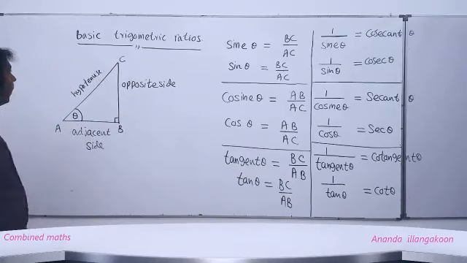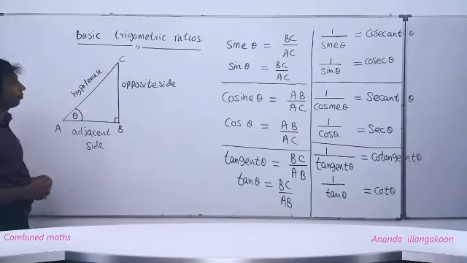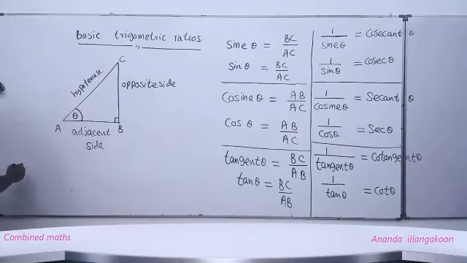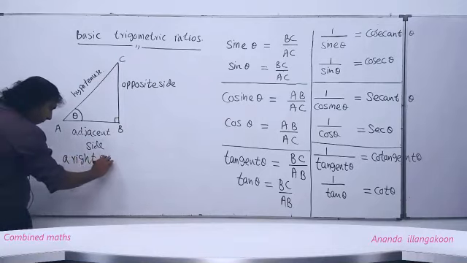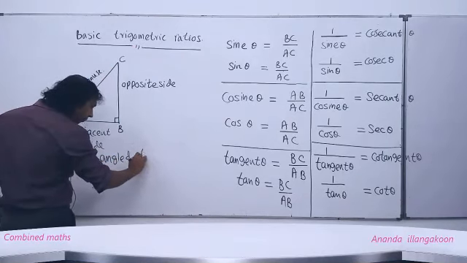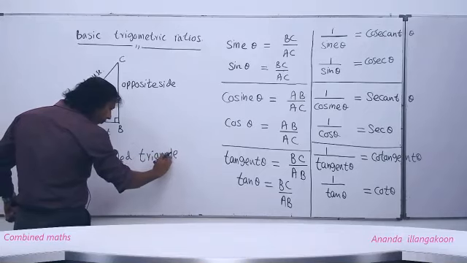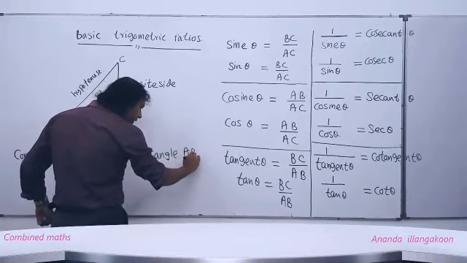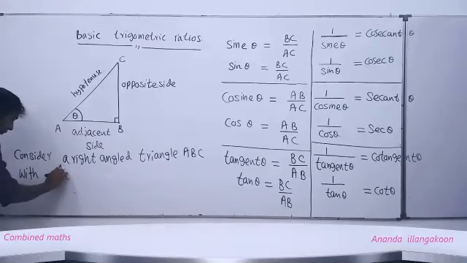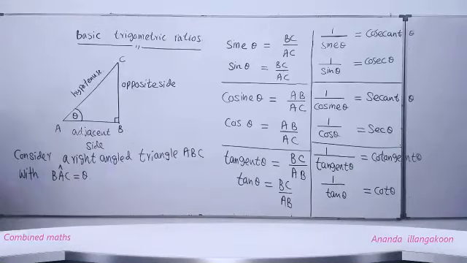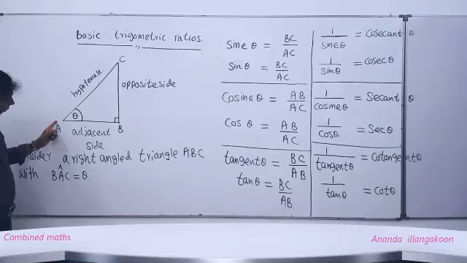Write down like this, the heading as basic trigonometric ratios. And then write down like this, consider a right-angled triangle ABC, right-angled triangle ABC with BAC angle theta. Right. Then draw this diagram.